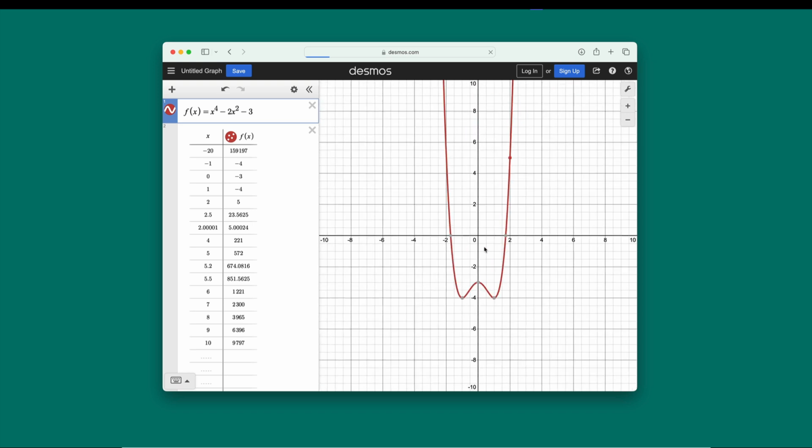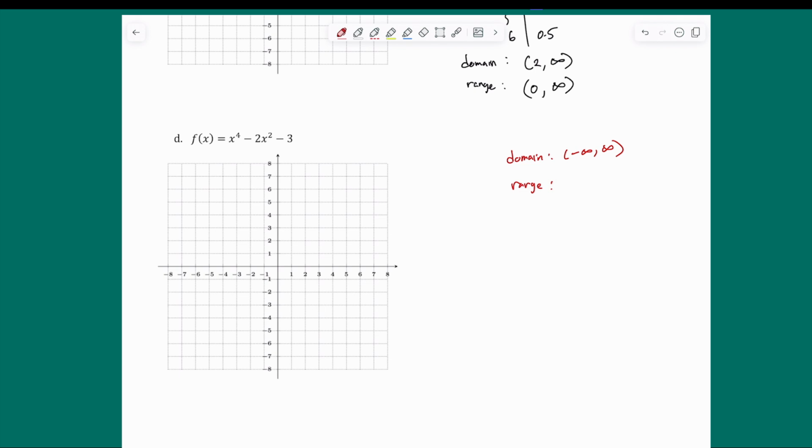However, if you look at the y values, they seem to be going upward, right? In other words, the y values seem to be greater than or equal to negative 4. Okay, so it looks like it's hitting a bottom of negative 4. And so that tells us that the range is basically going from negative 4 to positive infinity. Negative 4 to positive infinity, and we include negative 4, so I'm going to put a bracket at negative 4 there.